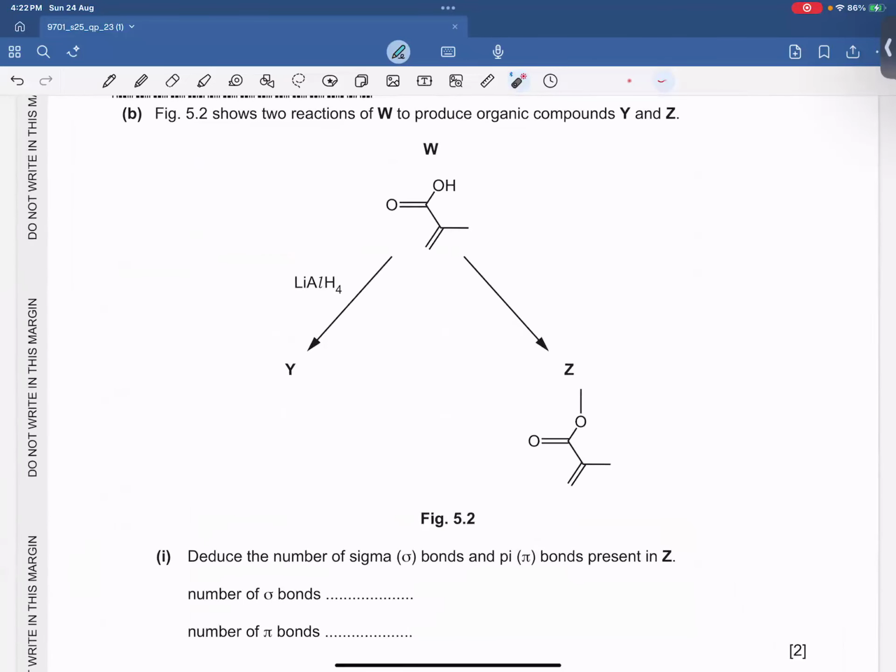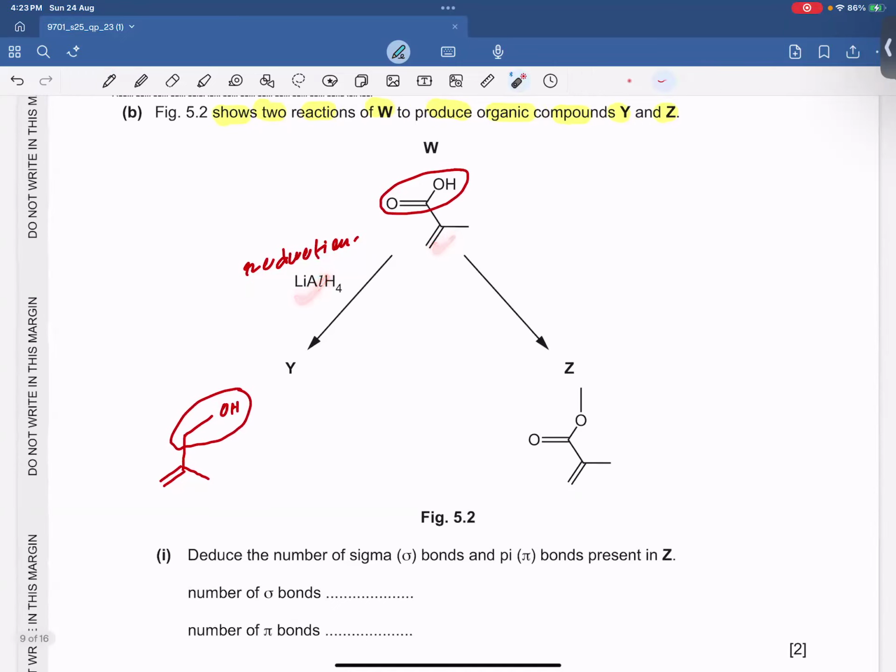Next, B part. Figure 5.2 shows two reactions of W to produce organic compounds Y and Z. When this compound is treated with lithium aluminum hydride, obviously this carboxylic acid will turn into a primary alcohol. So this reaction is going to be reduction. And this is going to be the primary alcohol, CH2OH. This entire thing will turn to CH2OH, while the alkene cannot react with lithium aluminum hydride, which is why it will remain as it is, okay? When this compound reacts with something, this product is formed.